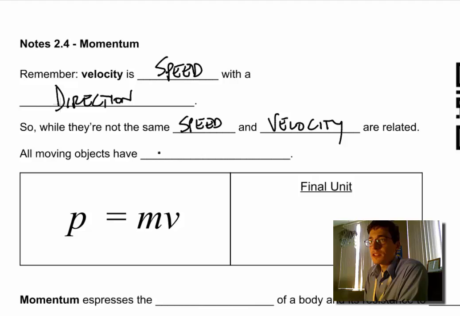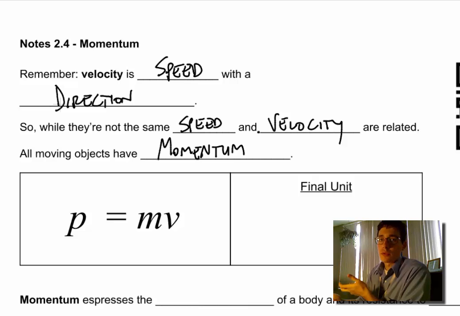Look at that. All moving objects have momentum. This is a quantity that describes some energy carried by a moving object. So right now I'm moving my hands around, there's momentum there. If you throw a ball, there's momentum there. We're going to give you a definition down here in just a minute. The equation you need to know is P equals mv.